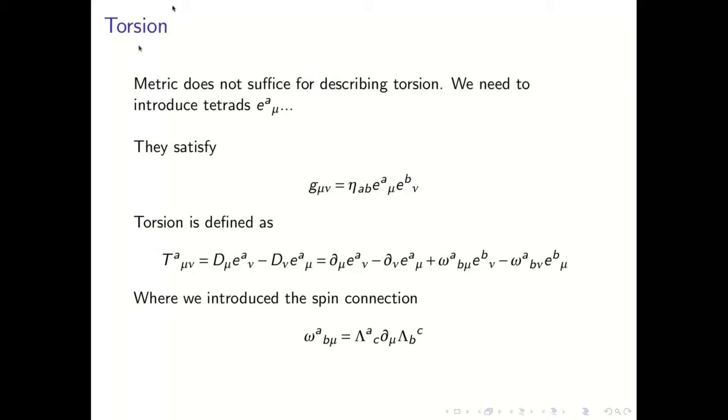Since I will focus on teleparallel gravity, it is important to know about the concept of torsion. To describe torsion, we cannot only deal with a metric, but we have to introduce something called tetrads, which are kind of like a square root of the metric. Then the torsion components can be defined in the following way: using the Weitzenböck covariant derivative of a tetrad, basically the anti-symmetric part of this. Explicitly, these are derivatives of tetrads and some contraction with something called the spin connection, which is defined in the last equation with derivatives of Lorentz matrices.